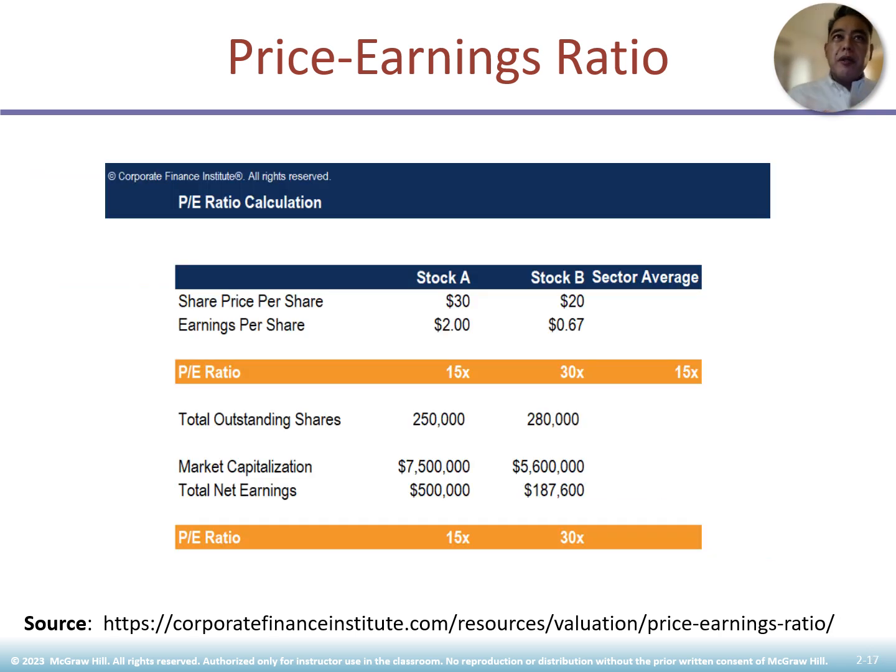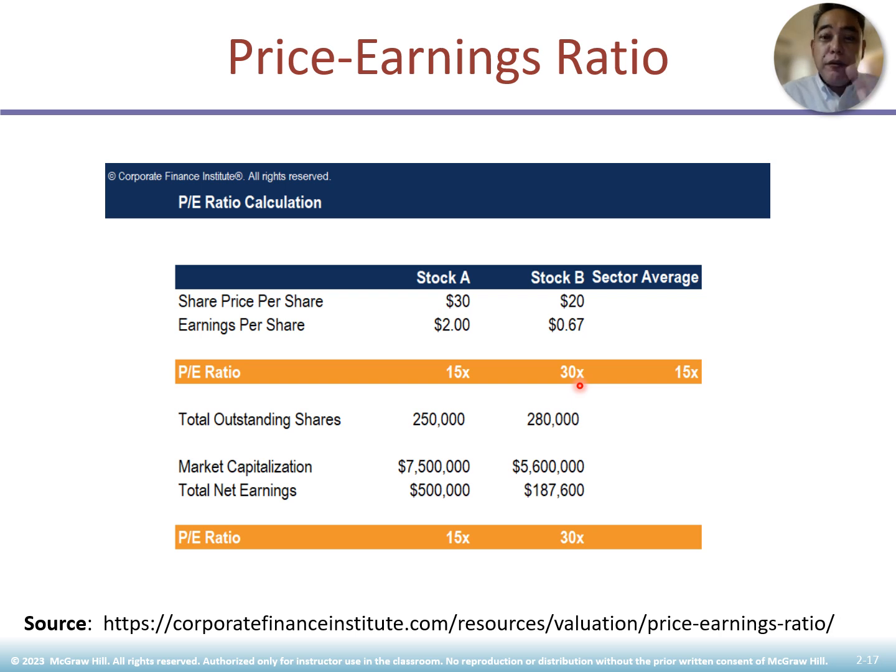Now, what I'm talking about of high and low PE, this one captures it all, right? We have stock A and then stock B. When you look at it, stock A has a $30 share price per share, and stock B is $20. Now the EPS is $2 for stock A, so 15 times is the PE ratio, and then stock B is 0.67 earnings per share, so it's actually a 30 times ratio.